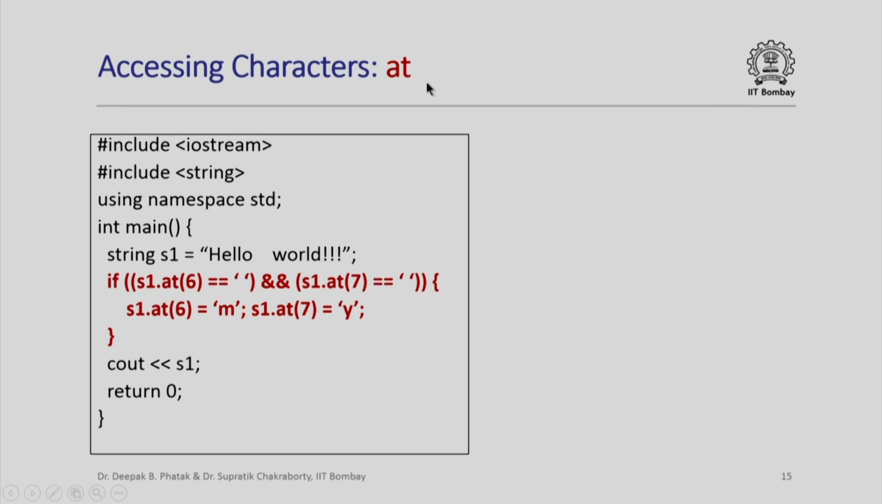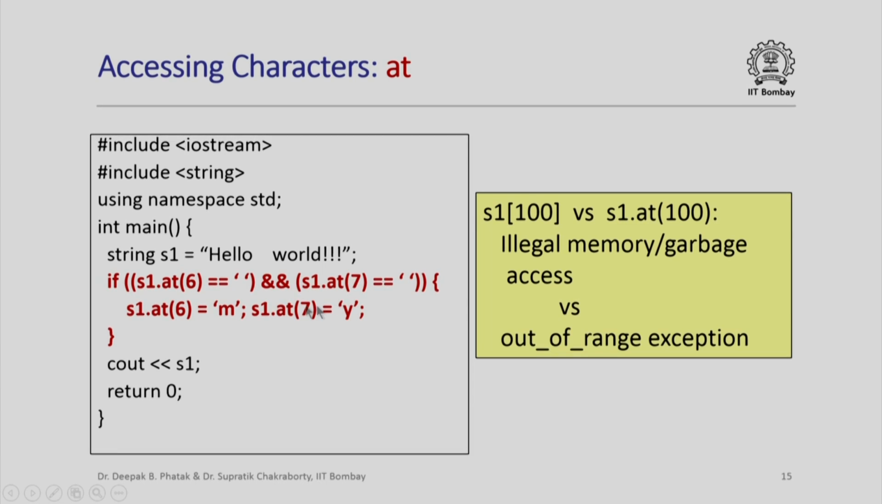Here is another operator called the at operator, which is very similar to the square bracket operator that we just saw. So I could have written the previous program also in this manner, saying if S1.at(6), which means the character at the 6th position in S1 viewed as a character array, is blank and S1.at(7) is blank, then S1.at(6) should be assigned M and S1.at(7) should be assigned Y. So of course this is also going to print the same string, hello space MY space WORLD followed by 3 exclamation marks. However, note that there is a subtle difference between using the square bracket operator to access a particular character at a particular position in a string and using the at operator to do that.